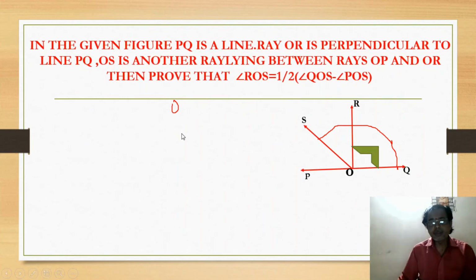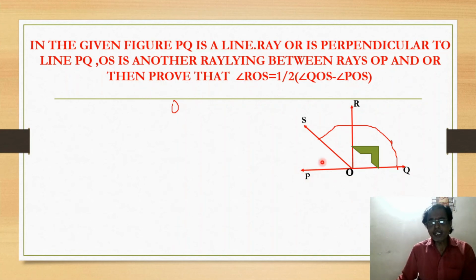Now one more important sum. In the given figure, PQ is a line. Ray OR is perpendicular to line PQ. Okay, children, see here carefully, the sum is very important. Here PQ is a line, and OR is perpendicular to PQ, and OS is another ray lying between rays OP and OR.